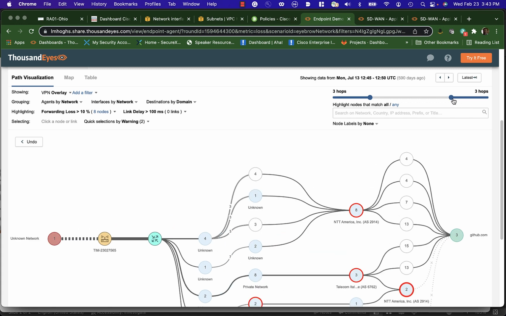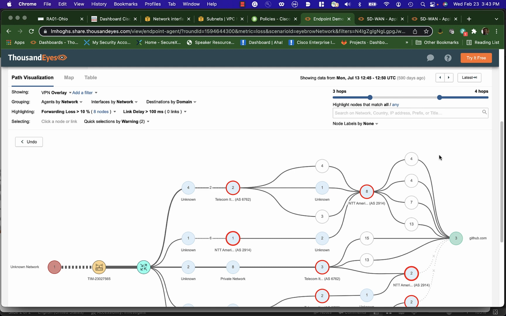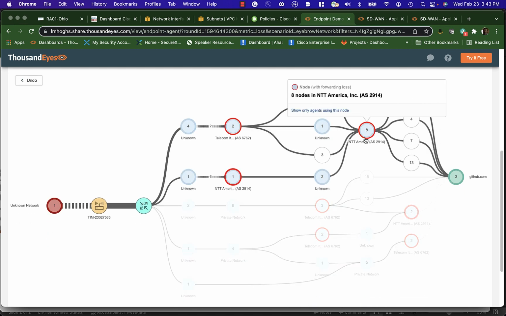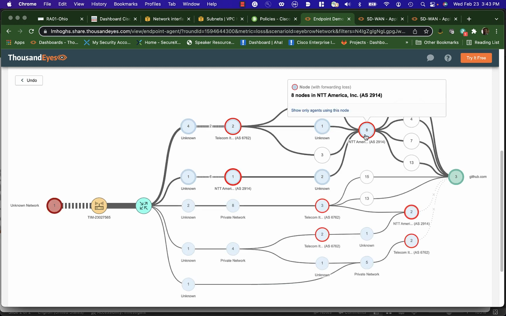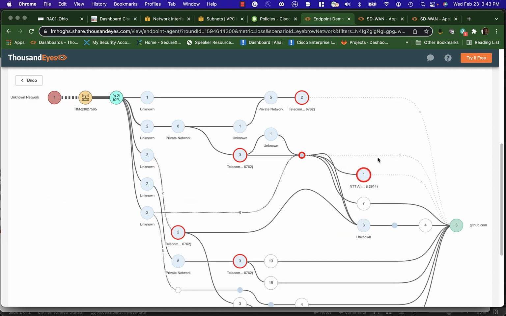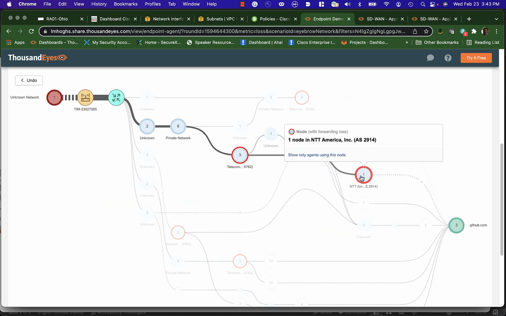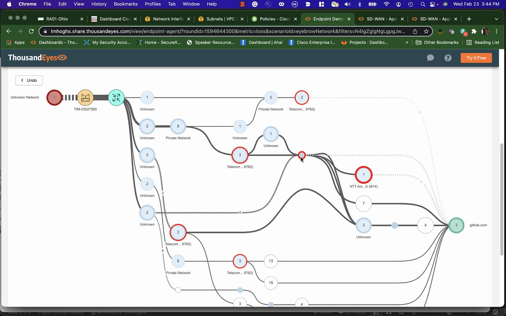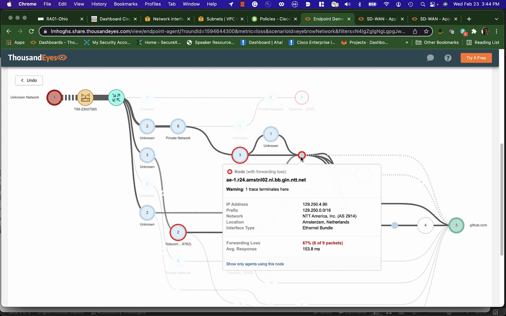And I roll back a few hops along the way. I can get to a point where I can see we've got something happening here, these 8 nodes in the NTT Americas. And if I click on that, I can expand out a little bit and see what's going on. Well, right here we see this red circle. I'm going to highlight over this and take a look.